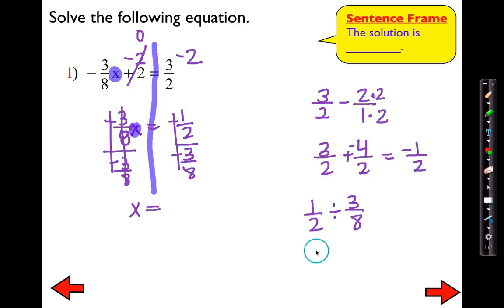Perfect. Now I'm going to go ahead and multiply by the reciprocal. So we're going to take the reciprocal of that, which is 8/3.